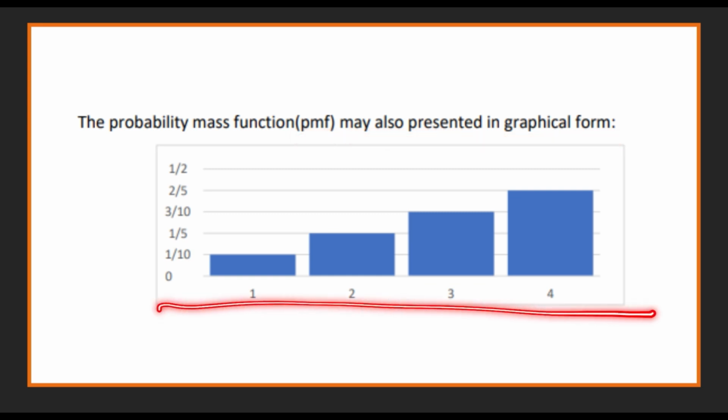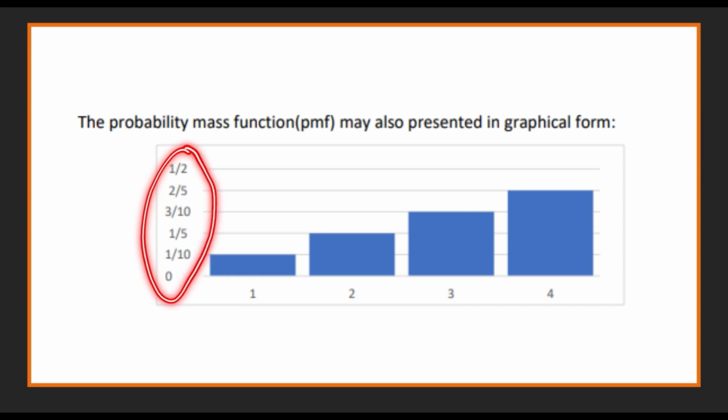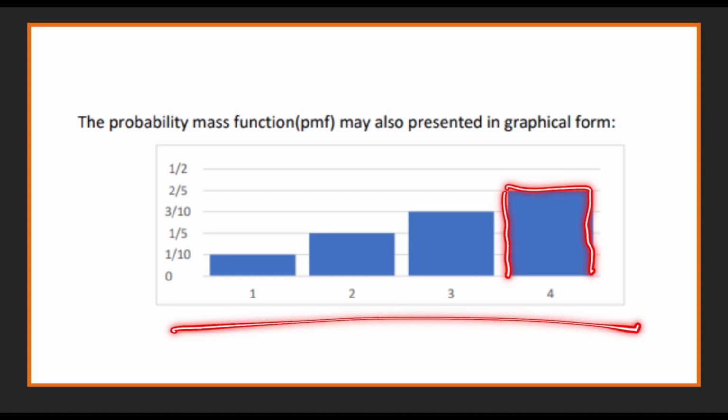Along the x-axis, we have the values of x: 1, 2, 3, 4. Along the y-axis, we have the values of the probability of X equal to x. So if x is equal to 1, the probability is 1 over 10. So just draw a bar graph. If x is equal to 2, the probability is 1 over 5. If x is equal to 3, the probability is 3 over 10. If x is 4, the probability is 2/5. And that's the graphical form of the PMF.